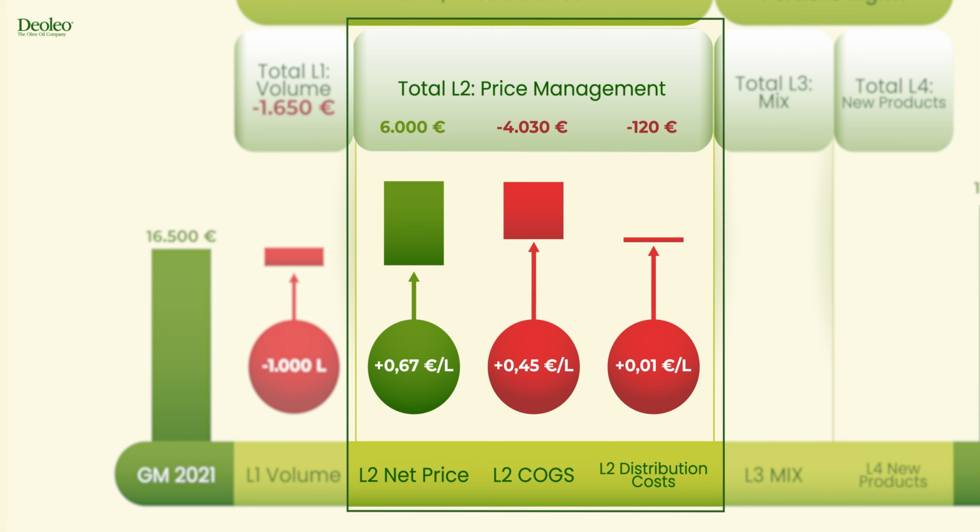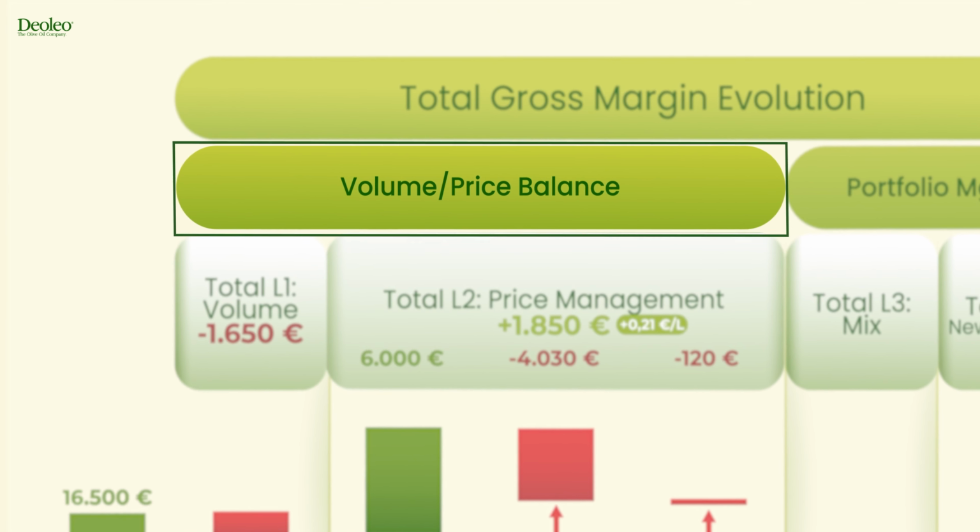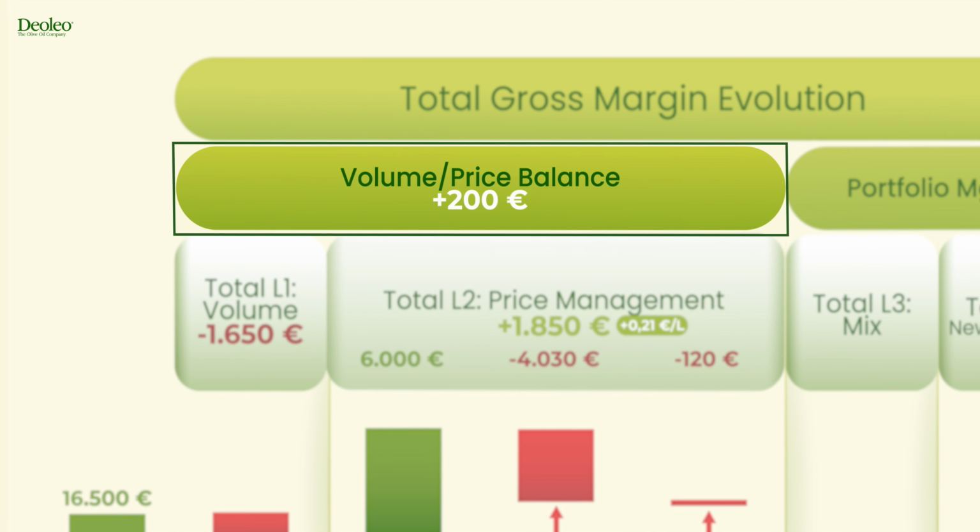In conclusion, thanks to the good management of the net price, because we negotiated a higher price than the costs, the contribution of this lever to the gross margin is €1,850. To sum up, the volume per price balance has contributed €200 to the total 2022 gross margin.